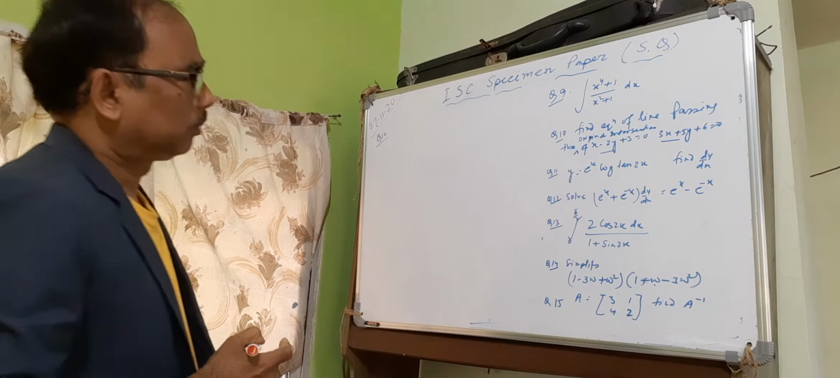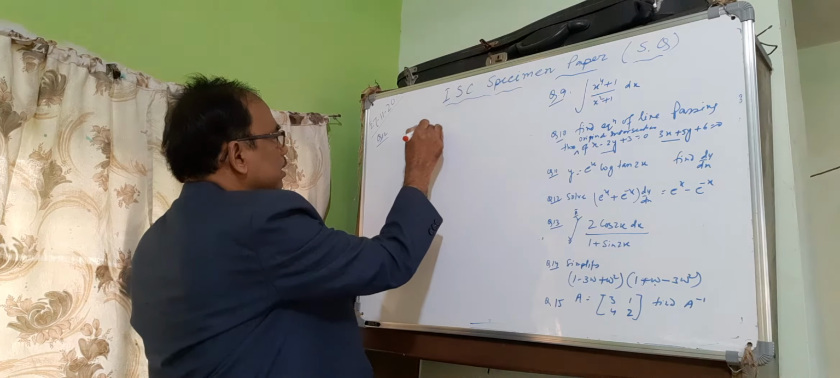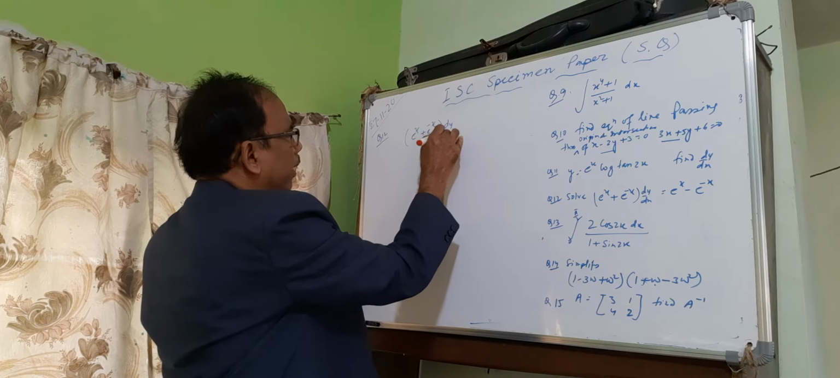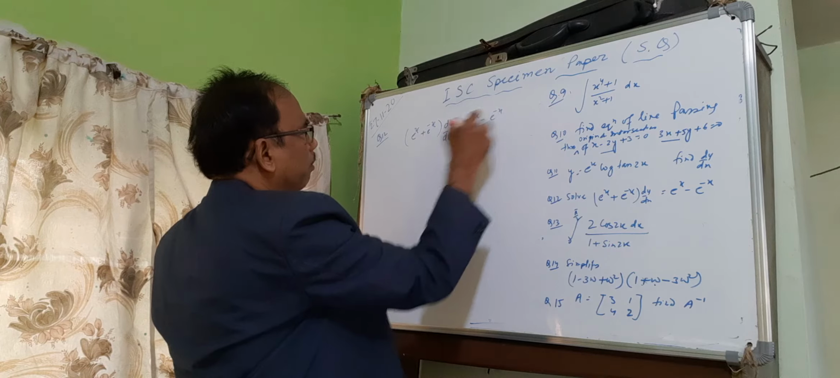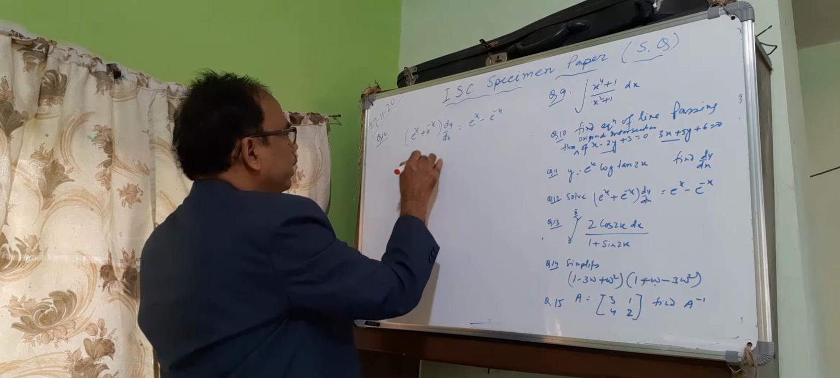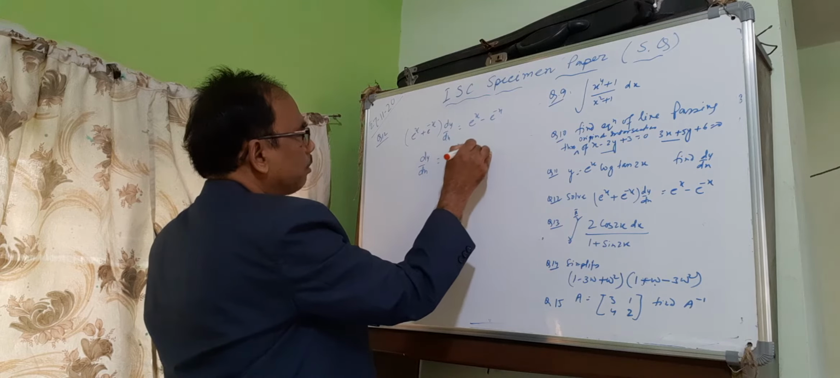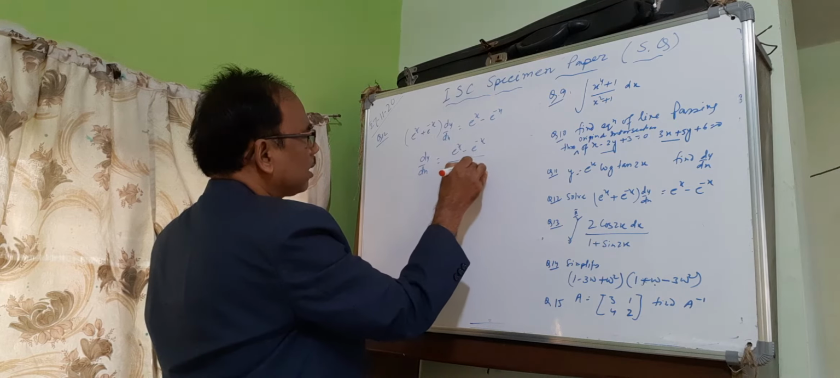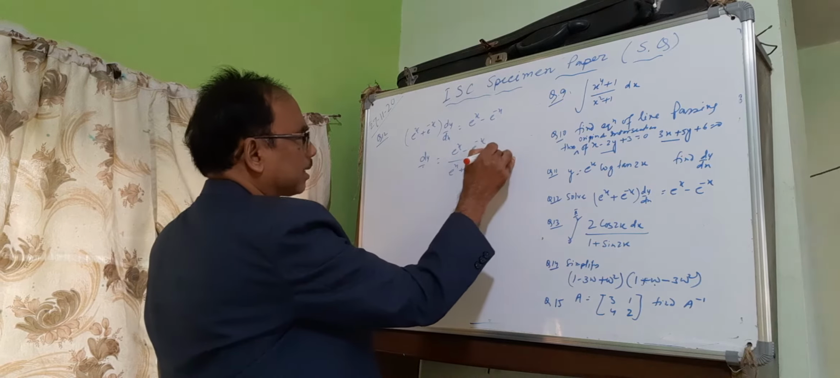Solve: (e^x + e^(-x)) dy/dx = e^x - e^(-x). So we can write dy/dx = (e^x - e^(-x)) / (e^x + e^(-x)). Now dx is coming here.